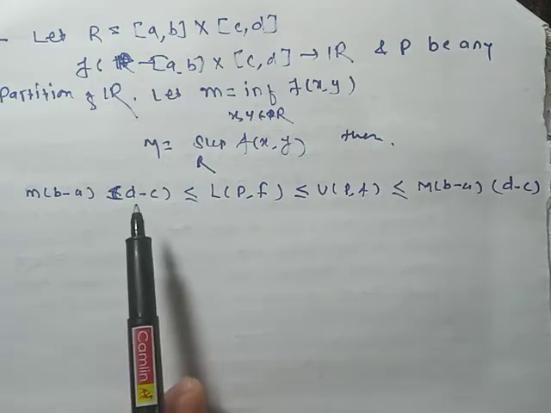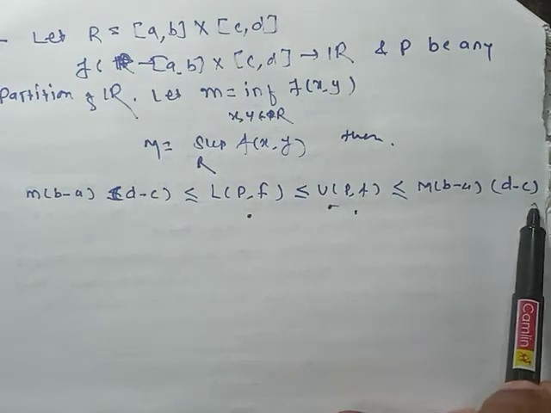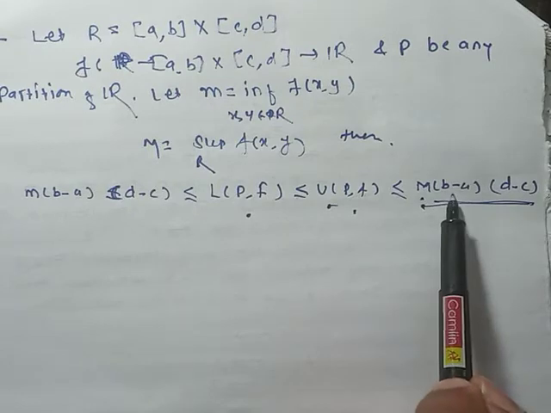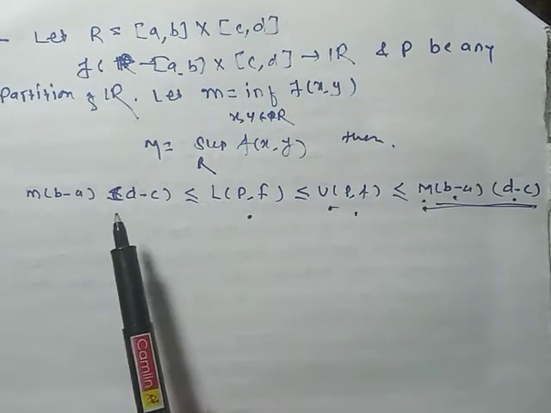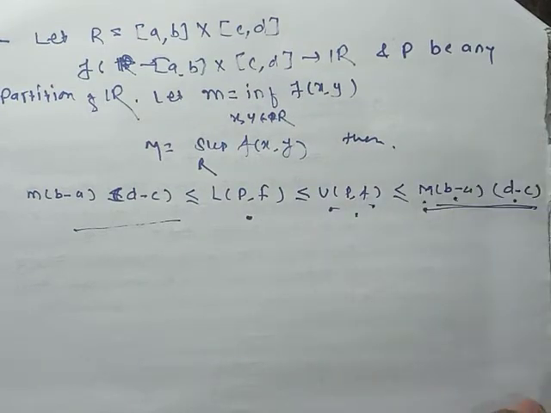So you see here, the lower sum is always less than the upper sum, and the upper sum is less than M into (b minus a) into (d minus c), and the smallest term is m into (b minus a) into (d minus c). So the lower sum and upper sum are always bounded for bounded functions.